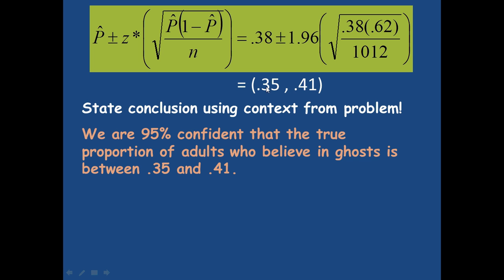Okay, notice the 38% is dead center in that interval, right? We just added and subtracted the margin of error, and this turned out to be about 3%. Right, because from 38 we went up to 41, and from 38 we went down to 35. Okay, so that's all we're saying. We're 95% confident the true p would be in between those values.